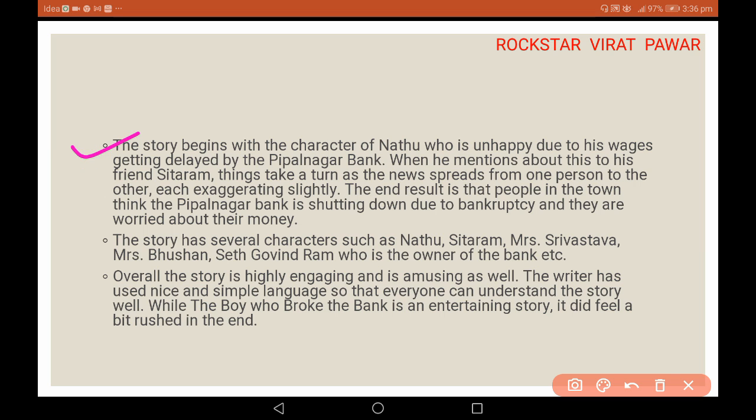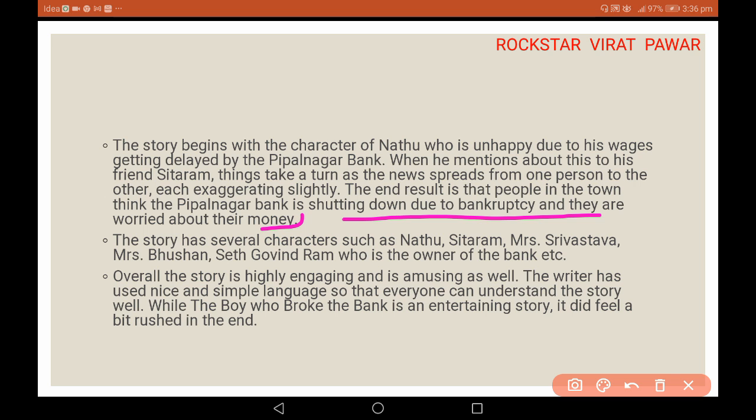The story begins with the character Nathu, who is unhappy because his wages are delayed by the Pimpalanagar bank. When he mentions this to his friend Sitaram, things turn as the news spreads from one person to the other, each exaggerating slightly. The end result is that the people in the town think that the Pimpalanagar bank is shutting down due to bankruptcy and they are worried about their money.